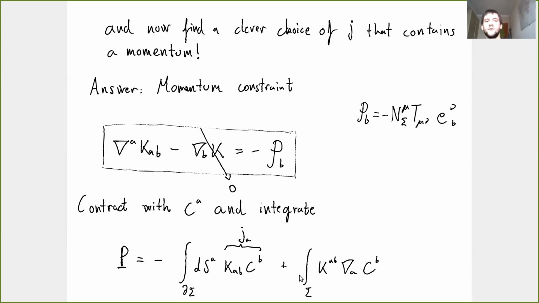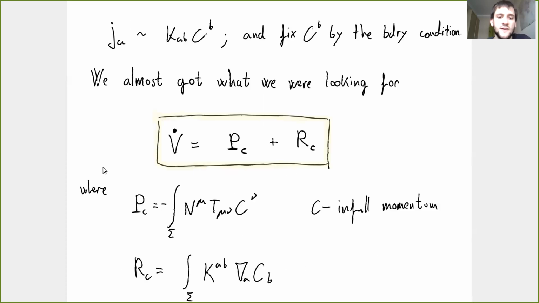So now what we have to do is to find a clever choice of this current that contains a momentum. And there is an obvious answer to this, which is that we can use the momentum constraint. The momentum constraint is just a constraint equation of general relativity. It's kind of a Gauss law for general relativity, which is a relation of positions and momenta that is not a dynamical quantity, but just a constraint that the theory has to satisfy.